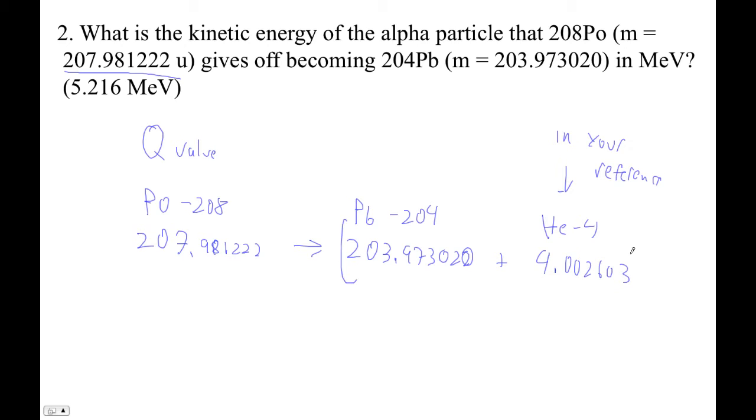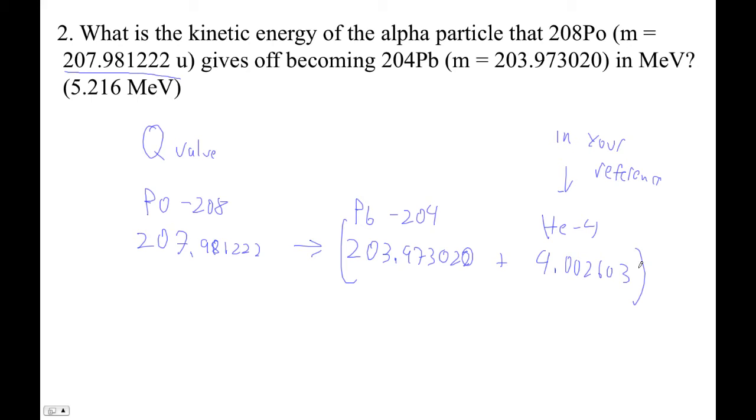I'm going to take this minus this. Now this is going to have less mass than this, and we'll go, hey, where'd that mass go? So let's go 207.981222, minus parentheses, 203.973020, first three numbers, next three numbers, plus 4.002603.